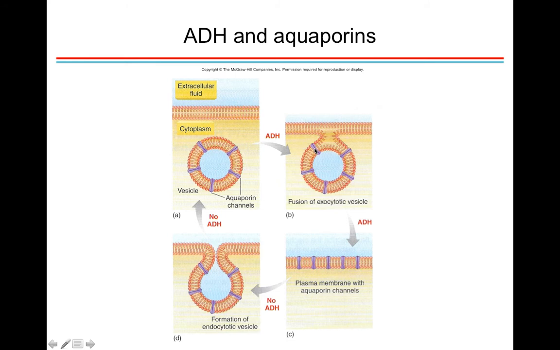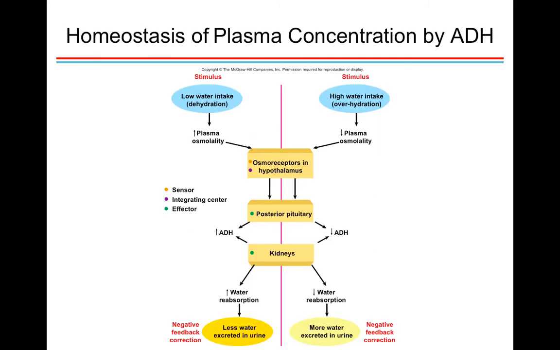vesicle to the plasma membrane, except that the contents are not going to be released like we usually have in exocytosis. Their final destination is just being in the plasma membrane. So let's take a look at this in a diagram.